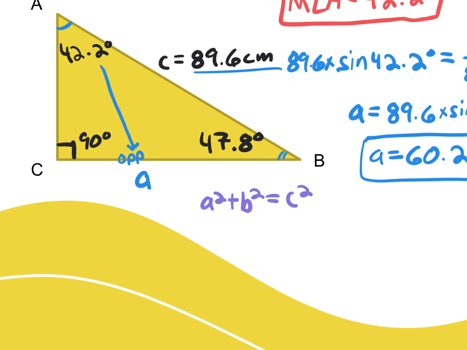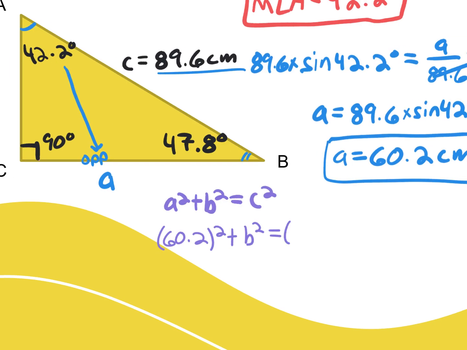All right. We know that A is 60.2. We just found that. 60.2 squared. We don't know what B is. So it's going to be B squared equals 89.6 squared. And then we try to solve for B, right?